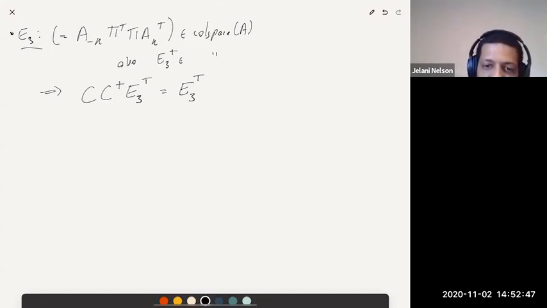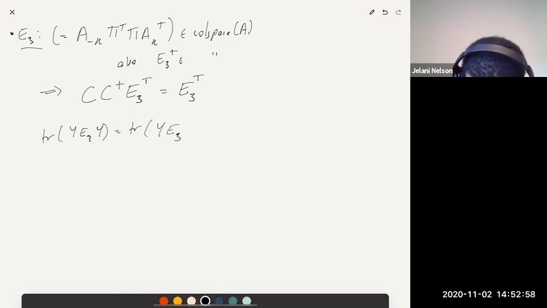So now let's start doing some computations. If you look at the trace of Y E3 Y, this is the same thing as the trace of the transpose, right? The trace of A and the trace of A transpose are the same thing. That's all I'm using here. And again, I can use the cyclic property of trace to move the Y over, and use the fact that Y squared is equal to Y. So this is the same thing as the trace of Y E3 transpose.